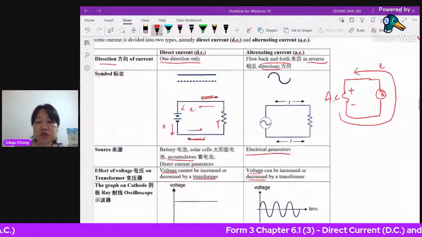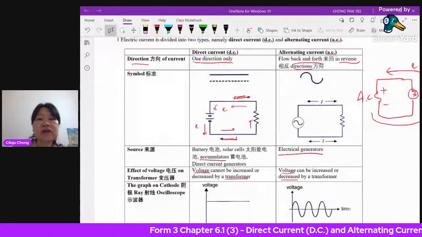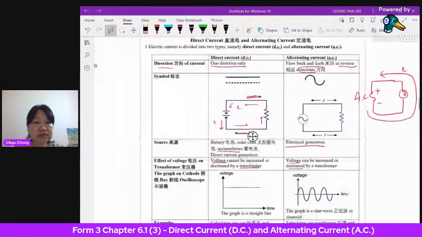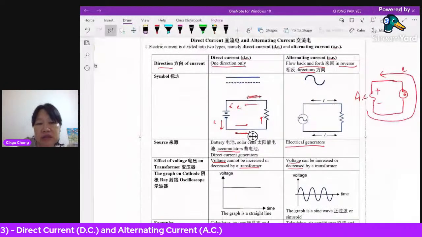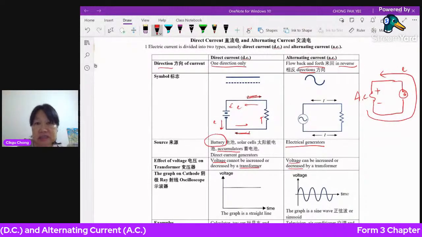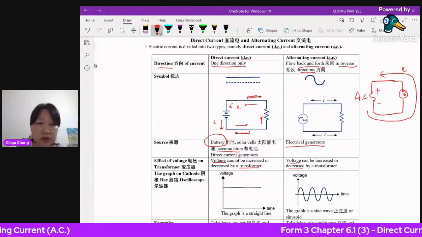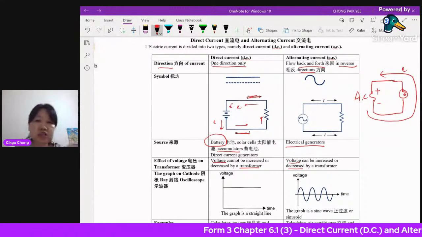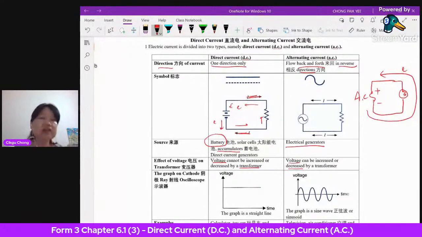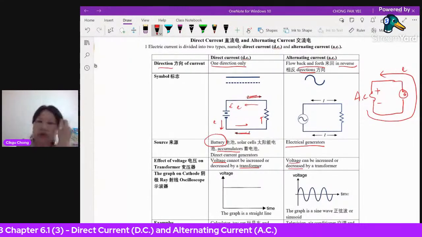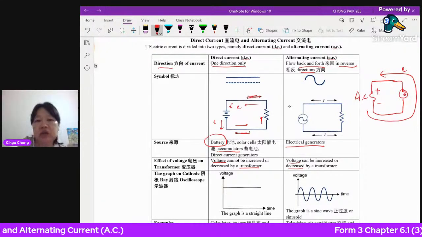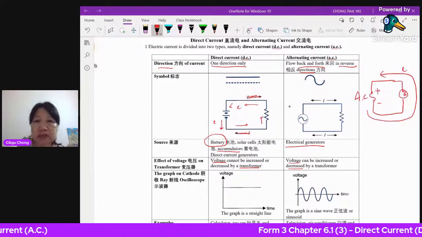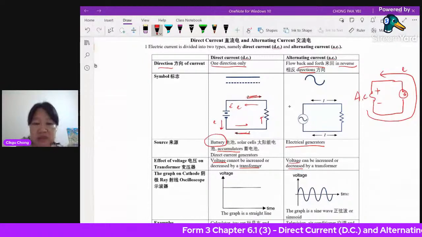Okay, now let's look at the source. Where do you get this kind of AC and DC? When I say AC, it means alternating current. When I say DC, it is direct current. So all the types of battery, 电池, are where you get your direct current, because the terminal doesn't change. If it's positive, it's forever positive. If that terminal is negative, it's forever negative. It doesn't switch direction. Solar cells also produce electricity in direct current. Accumulators, like the car battery I mentioned just now, the lead accumulator, are also DC.